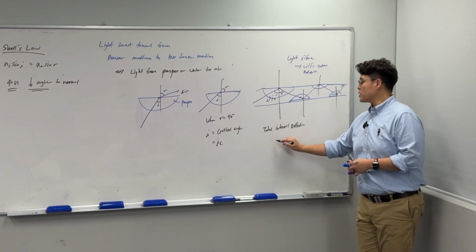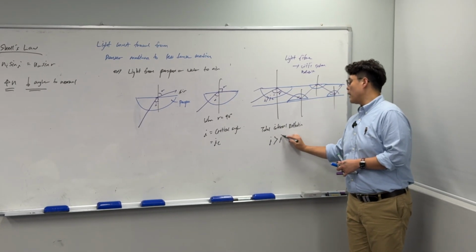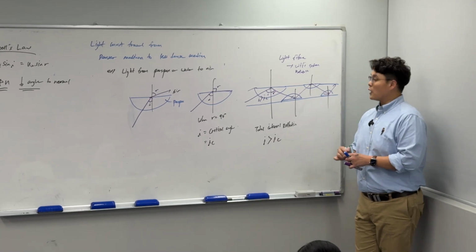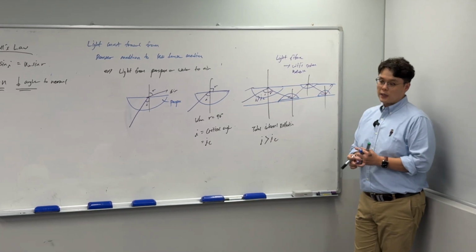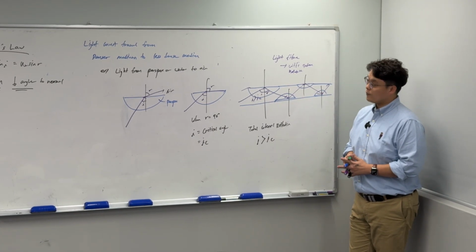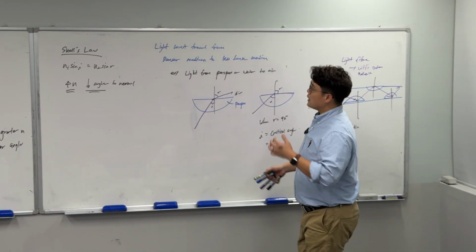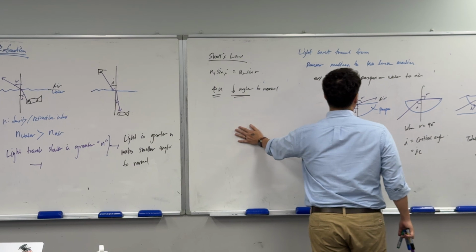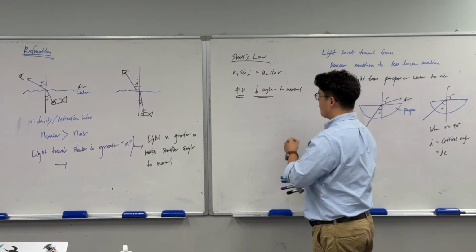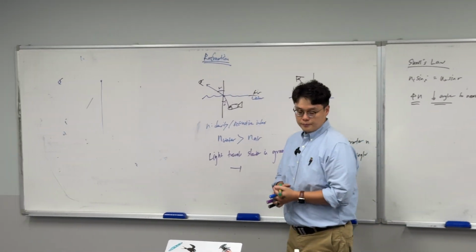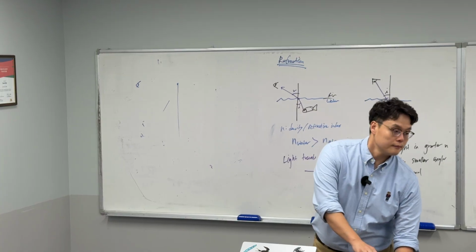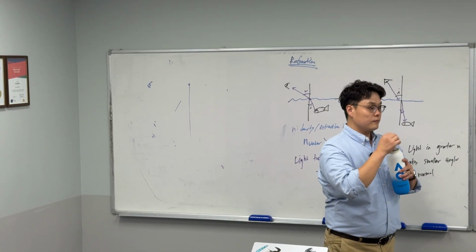Remember that to achieve that, I must be greater than IC to get the internal reflection inside of this wire. All good? That's what you need to understand about Snell's law and refraction. All good?